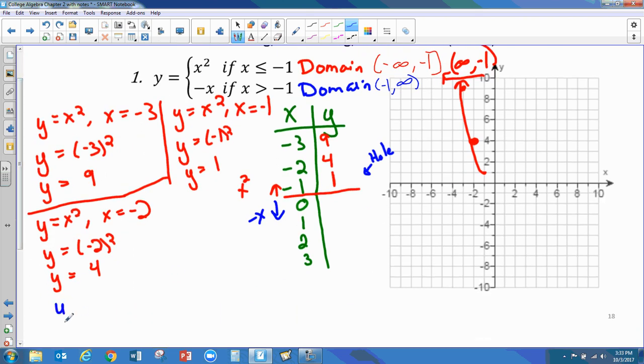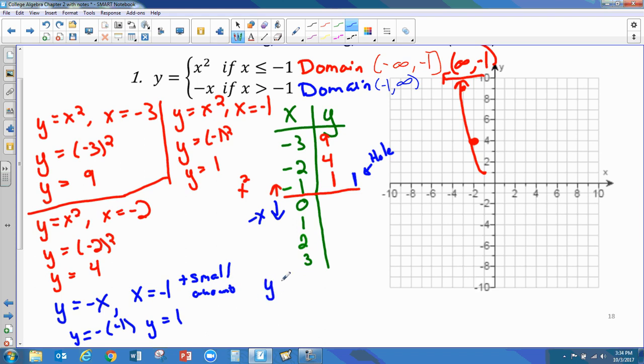So now I have y equals -x, and I want x to be equal to -1 plus a very, very small amount. Okay, so y is equal to negative, and I'm putting in -1. So y is equal to 1. Okay. So that's where the hole is, at 1.